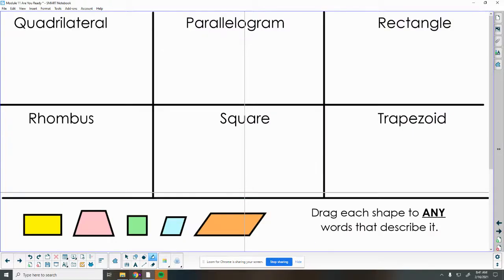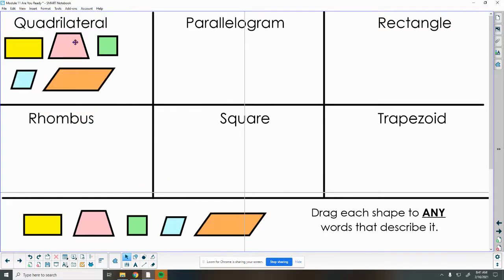Let's look at these shapes here, and we are going to drag the shape to any words that describe it. Let's start with quadrilaterals. What do we know about quadrilaterals? Four sides, closed in, straight. So this is a quadrilateral. Four sides, closed in. 1, 2, 3, 4. And 1, 2, 3, 4. So all of these shapes are quadrilaterals. That doesn't mean it's their best name, but they are quadrilaterals.